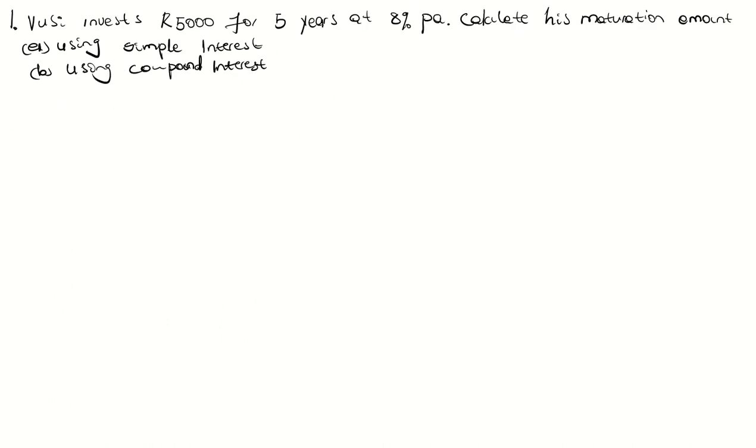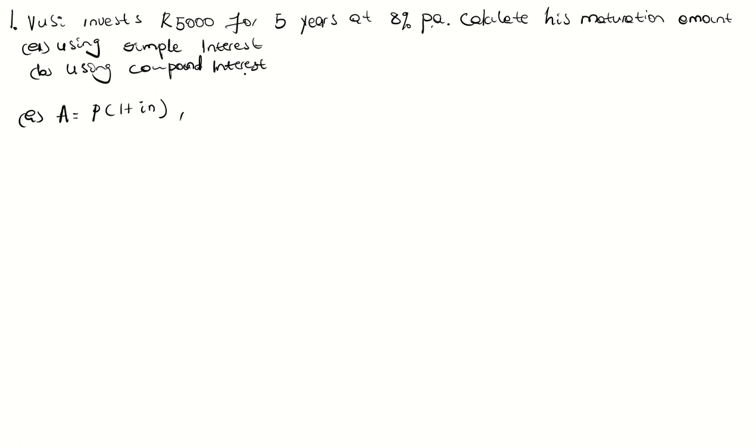So in this example, we have that Vusi invests 5,000 Rand for 5 years at 8% per annum. Calculate his maturation amount using, firstly, in A, simple interest, and in B, using compound interest. How would we go about this? In A, we just need to recall that the formula for simple interest is A is equal to P(1 plus IN), okay, where I is the interest and N is the period.